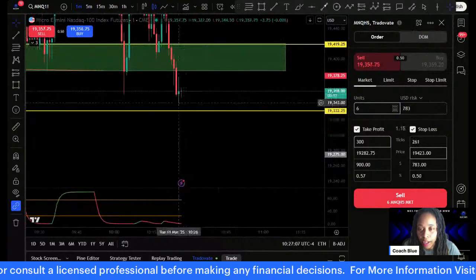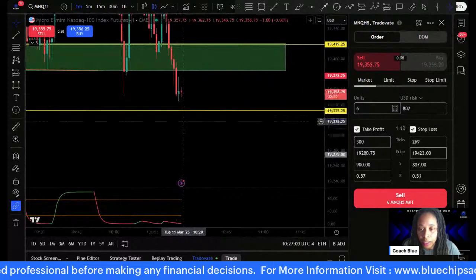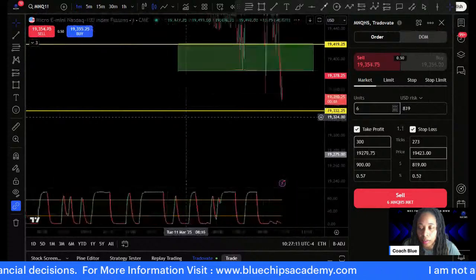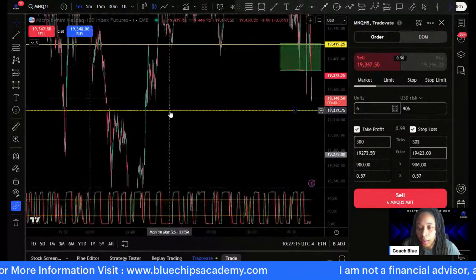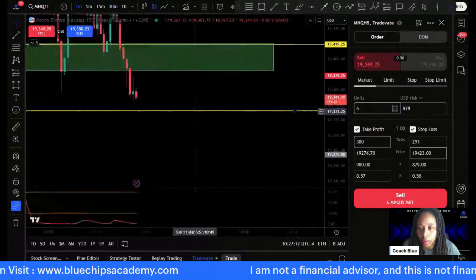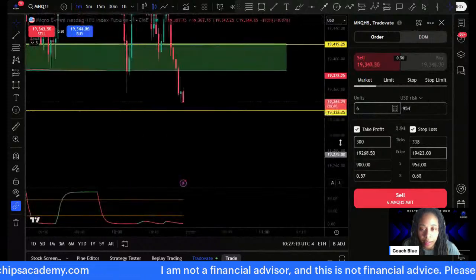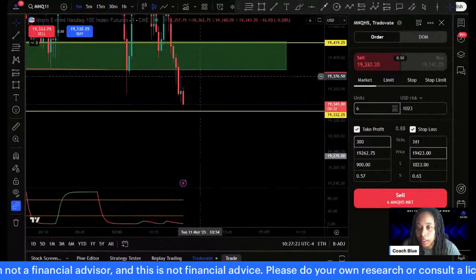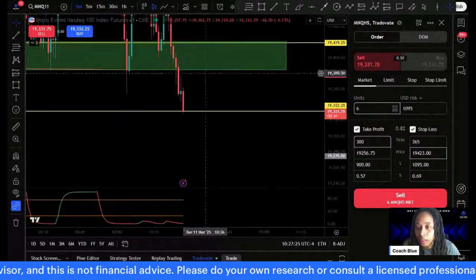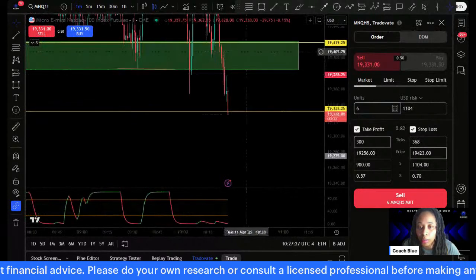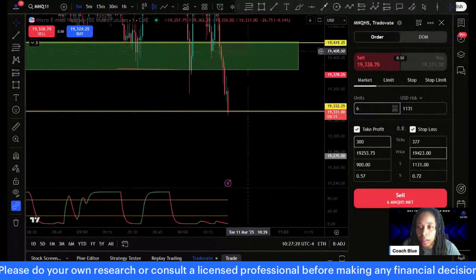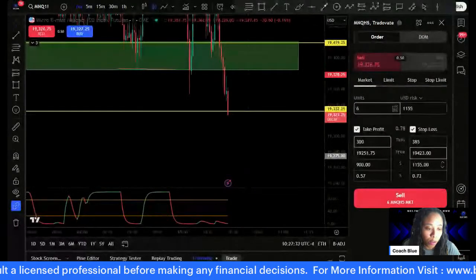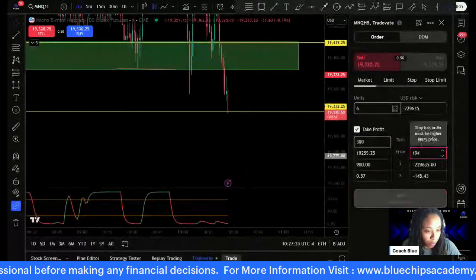I want price to break, engulf this candle, and break through. Yeah, engulf and break through. Let's see if we can get that. If it does, I'm getting into a sell. And now, here's my stop here. Yeah, same stop. My stop loss now will be at 19,408.